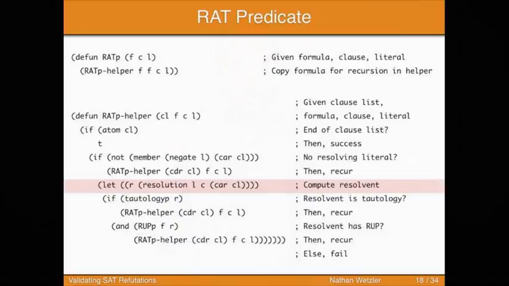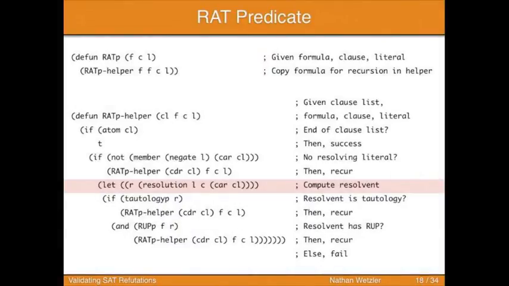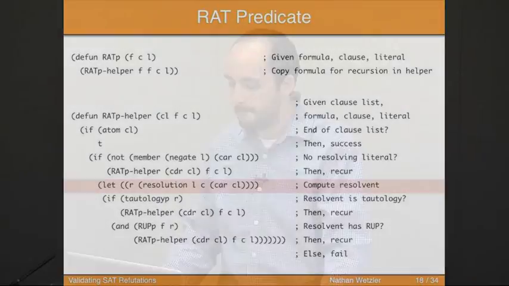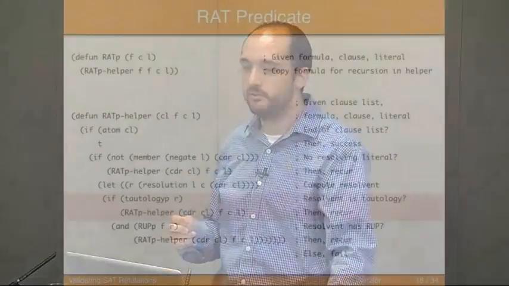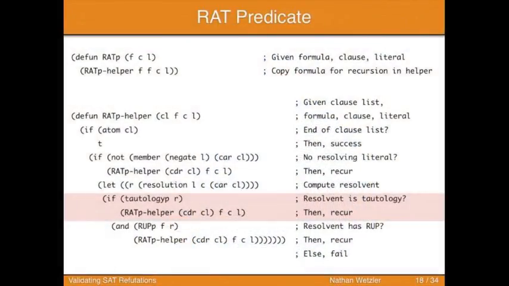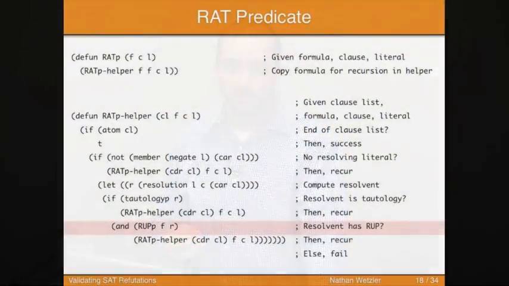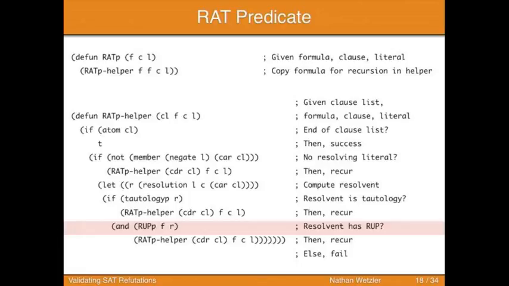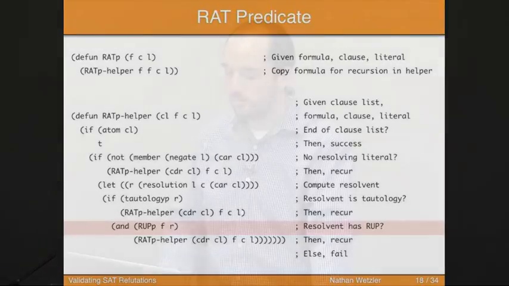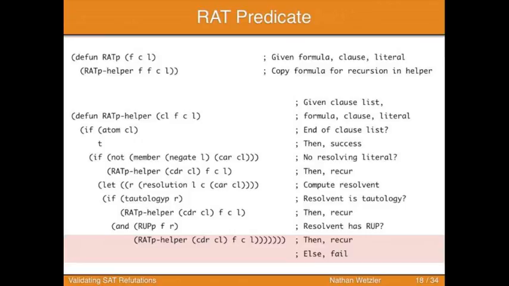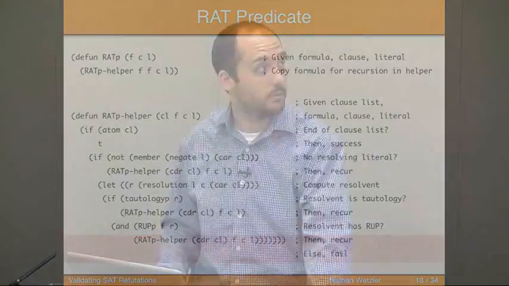Else, we'll compute the resolvent, and here we label it R, and then ask if that resolvent is a tautology. And if it's a tautology, then we'll recur and continue through the clause list. If not, we'll check it to see if it has the RUP property. And if it does, we recur, and else we fail. And so this is the exact same kind of procedure I showed you a couple slides ago with pictures.